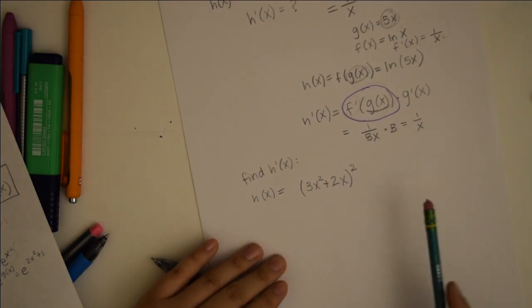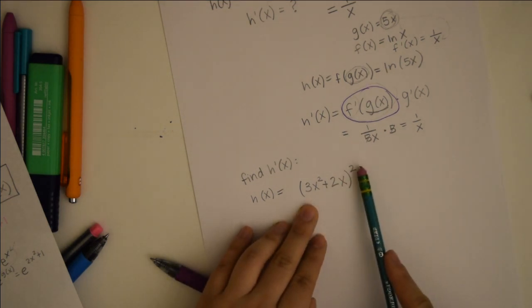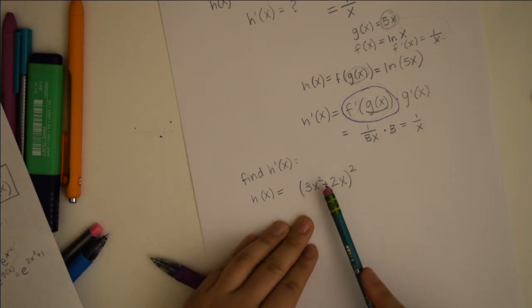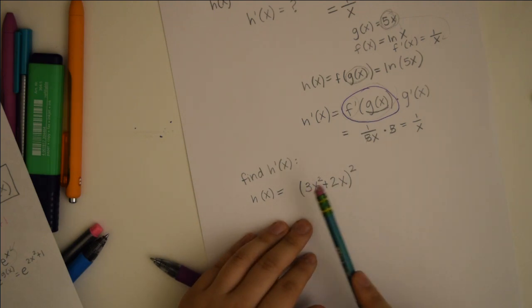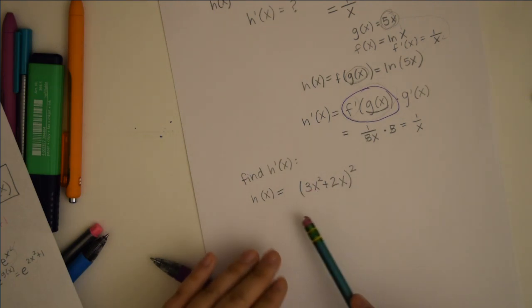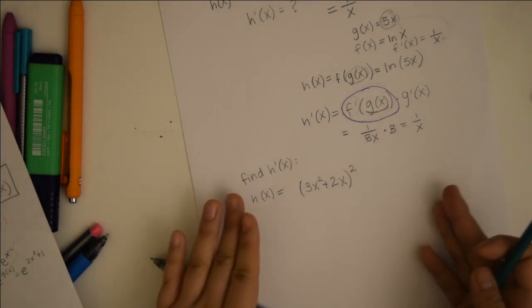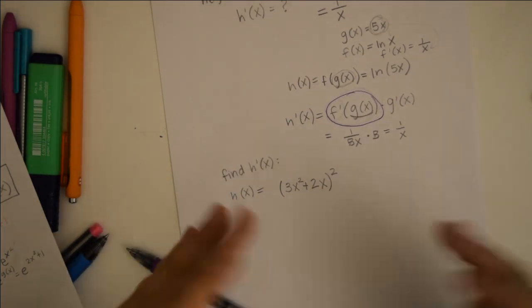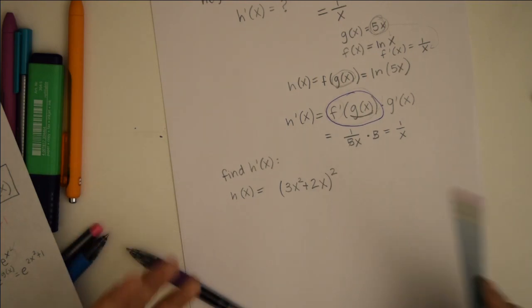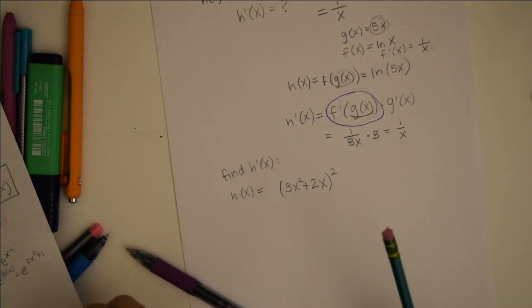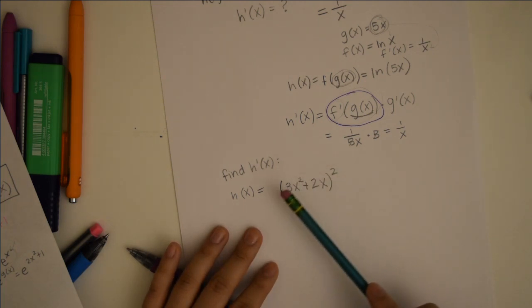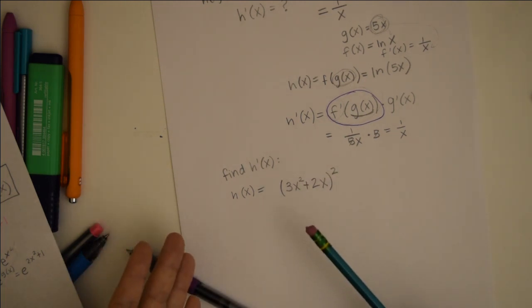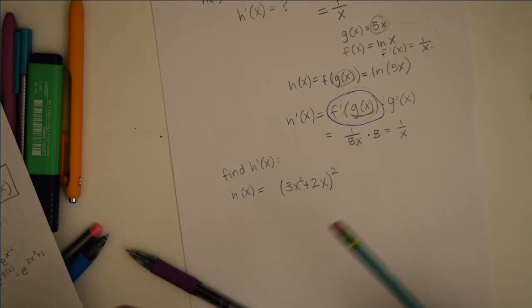So we can just expand this out. So square it. So 9x to the fourth plus 2 times this plus this squared. And then we can find a polynomial and take the derivative of each part and add them together. But another way to do it is to apply the chain rule. So this one might look a little bit odd, but it actually is a composition of functions.